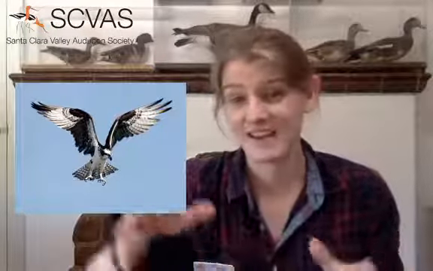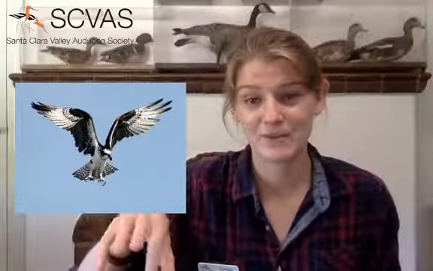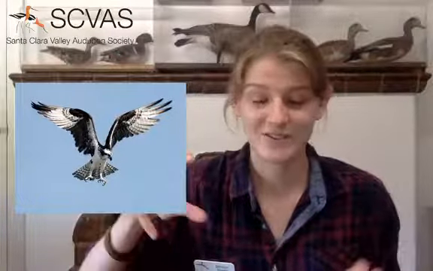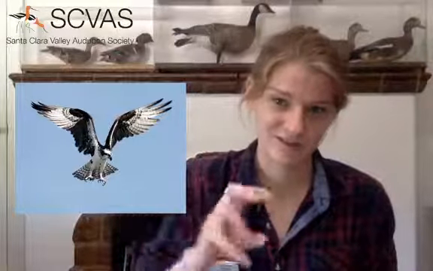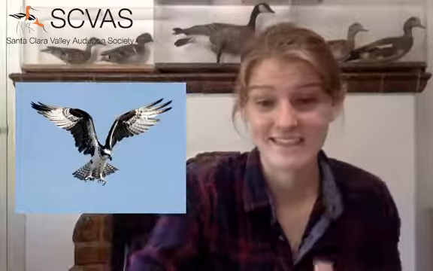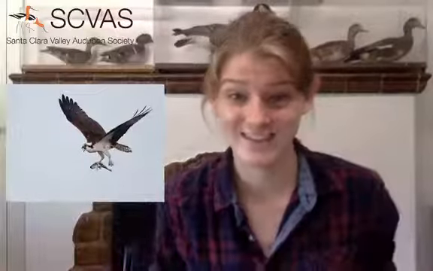Osprey can do that, and then they can also flip one of those outer toes back so that they can have a two-toe in front, two-toe in back grip. This is important when you're dealing with something like fish, which are slippery and a pain.